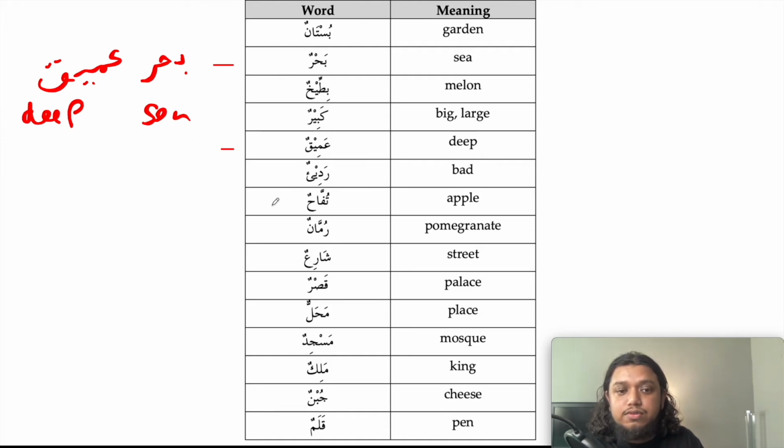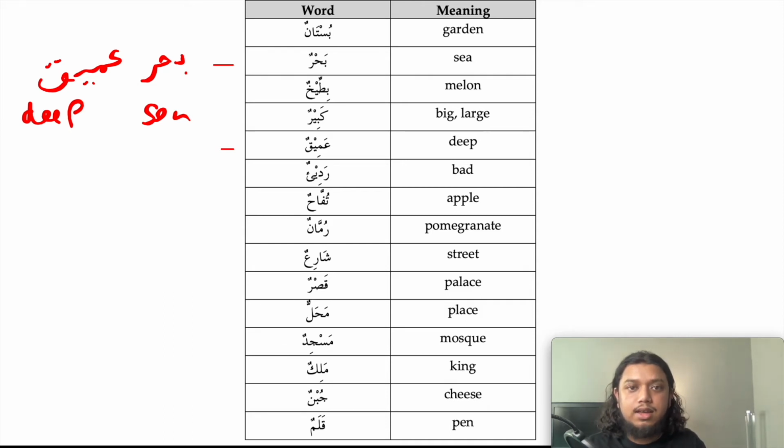And we've got tuffah. Tuffah is an apple. Rumman. Rumman is a pomegranate. Shari'. Shari' is street. Qasr. Qasr is palace. Mahal. Mahal is a place. Masjid. Alhamdulillah, as we know, masjid is a mosque.